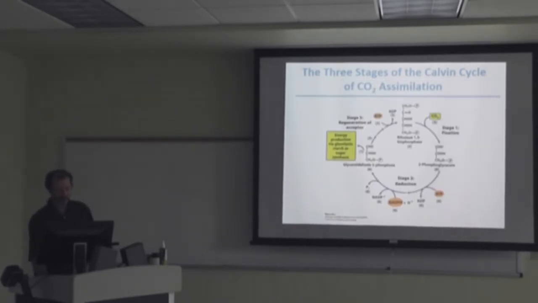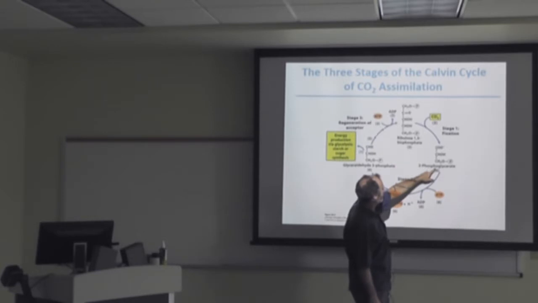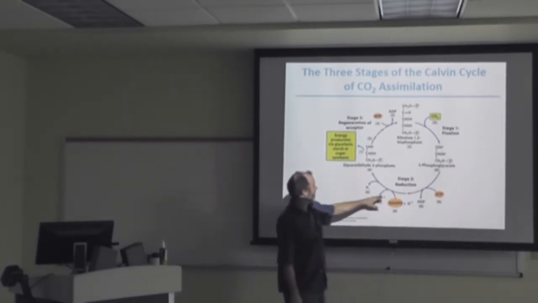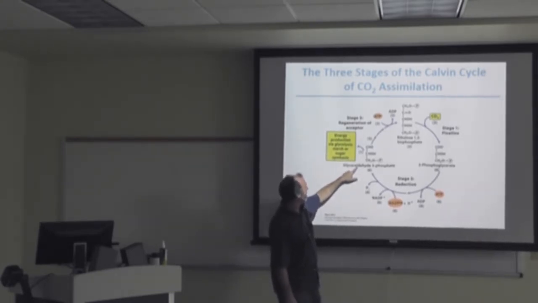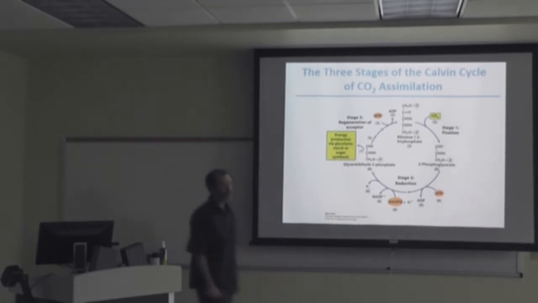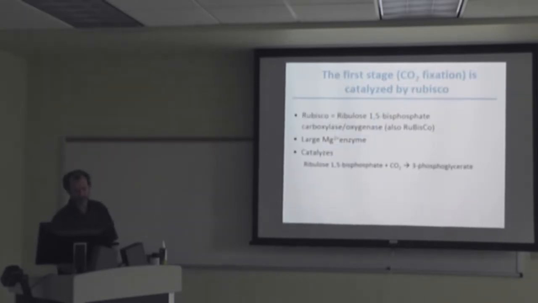And this is how they go. Stage 1, fixation. We take in the carbon dioxide. It gets added to the ribulose 1,5-bisphosphate, and you produce 3-phosphoglycerate. ATP comes in, so does NADPH, and you form the glyceraldehyde 3-phosphate. That can be used for energy production, and then you have to regenerate the ribulose 1,5-bisphosphate afterwards also, and that takes more steps, and we'll see how that goes.